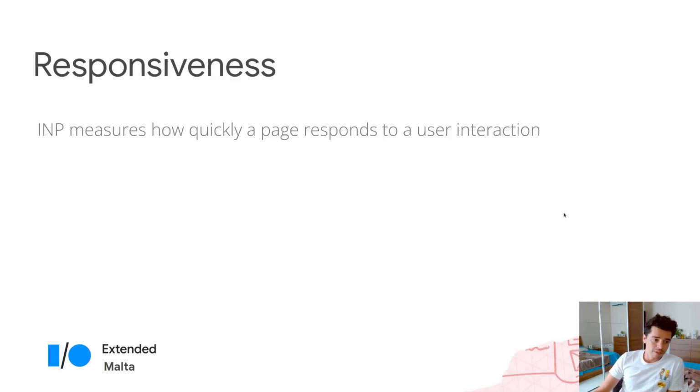So what is INP, or Interaction to Next Paint? INP measures how quickly a page responds to a user interaction. That means once a user has clicked on an element or starts typing inside a text box, how long does it take for the screen to be updated or painted?